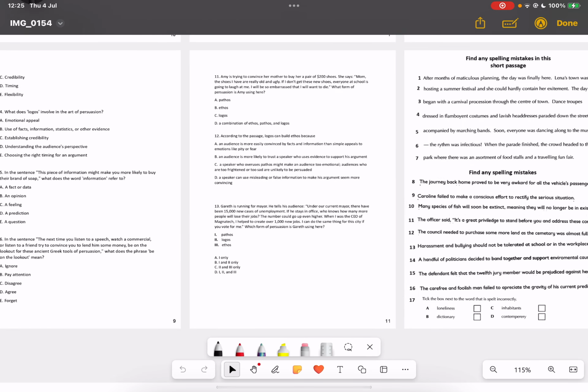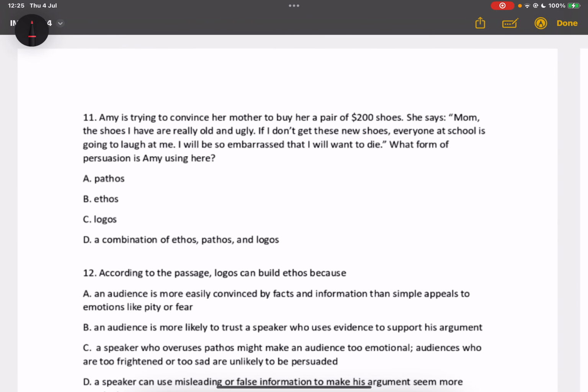Next is 11. Amy is trying to convince her mother to buy a pair of £200 shoes. She says, Mum, the shoes I have are really old and ugly. If I don't get these new shoes, everyone at school is going to laugh at me. I'll be so embarrassed that I will want to die. What form of persuasion is Amy using here?